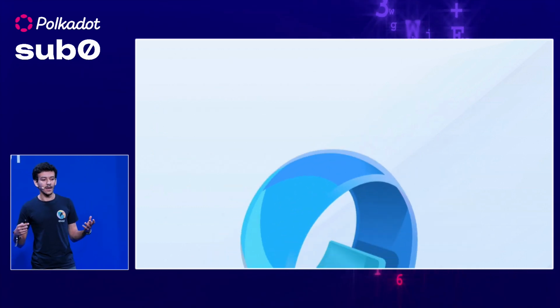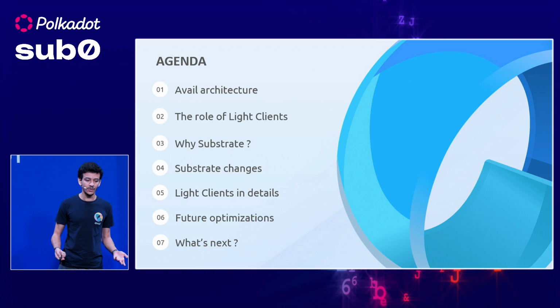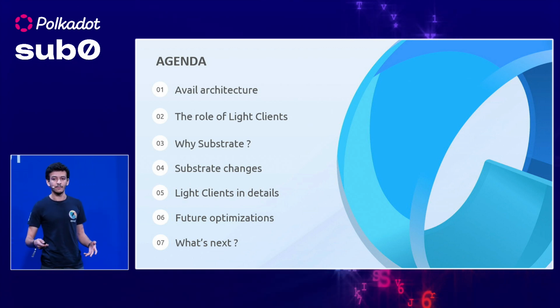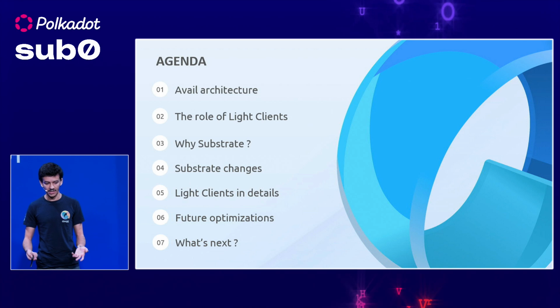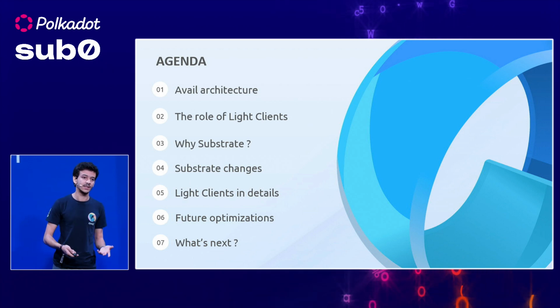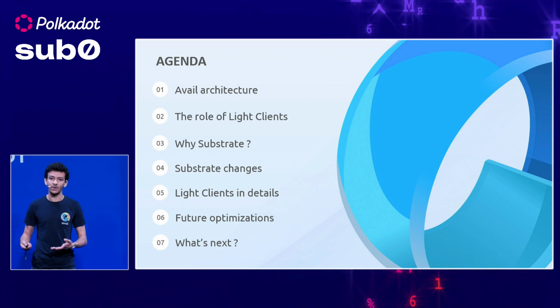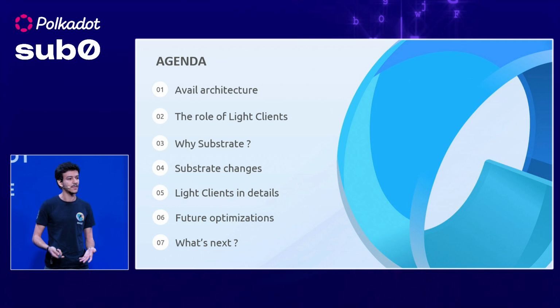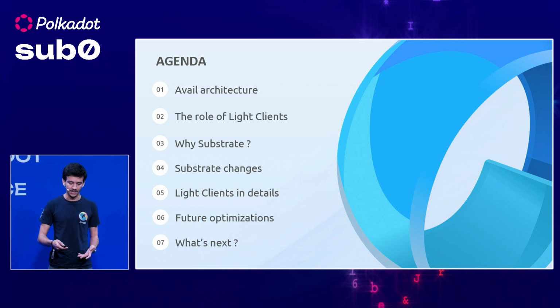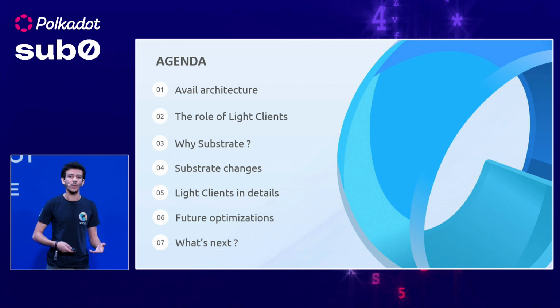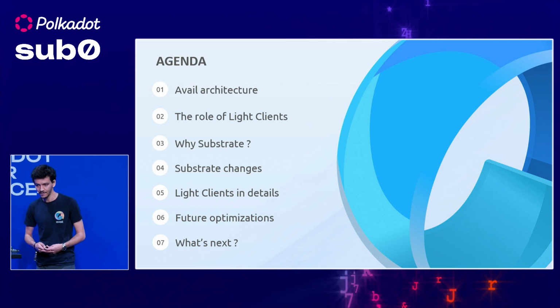Today, I'm going to talk a little bit about Avail architecture and the role of light clients. Before delving into the details, I'm going to try to explain why we have chosen Substrate, and what changes we have made to Substrate to make it compatible with what we want, which is data availability, at least at first. Then we'll see the light clients and how they work in detail. Then we'll see some future optimizations and what's next for Avail in general.